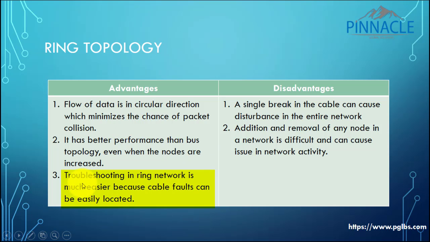And troubleshooting in a ring is much easier because cable faults can be easily located. You can identify the cable faults very easily in a ring network. Now what are the disadvantages? A single break in the cable can cause disturbance in the entire network.